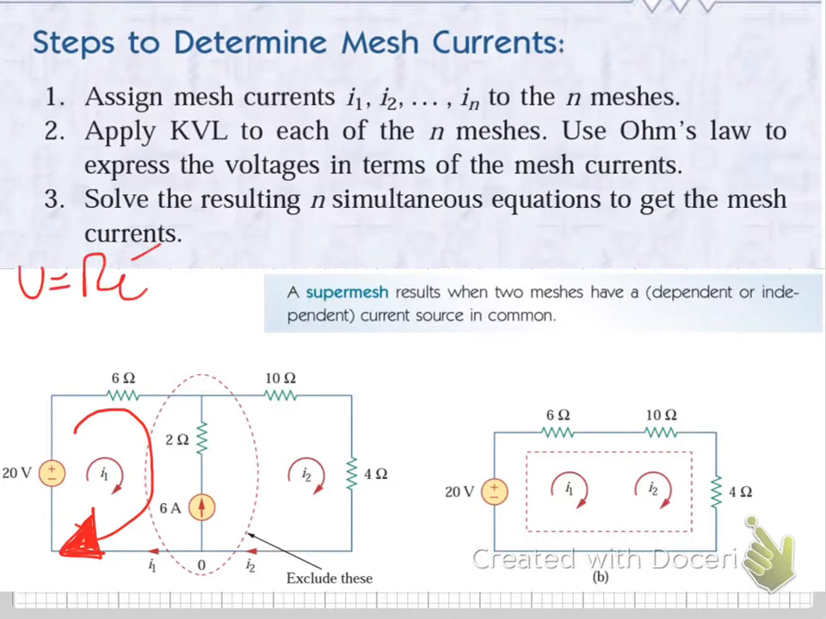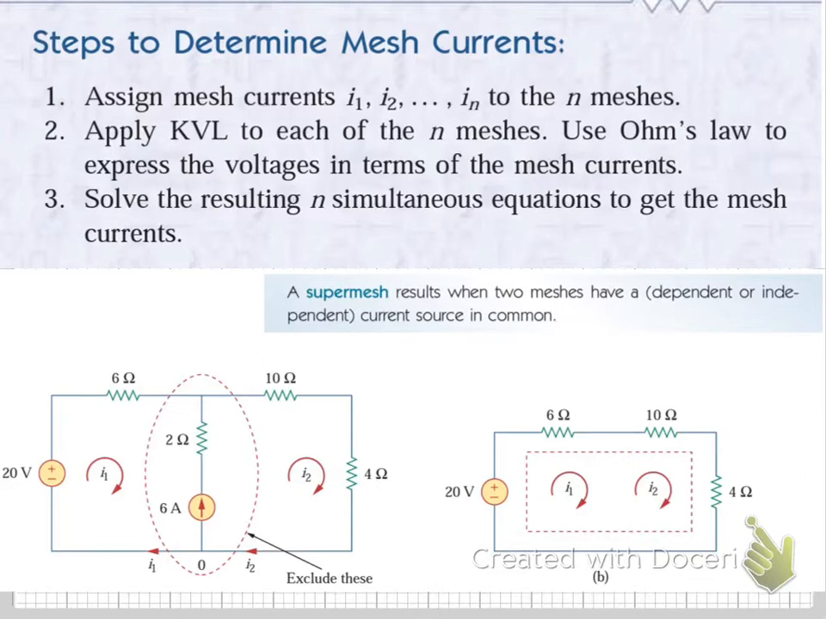Then here for mesh 1, for example, the KVL would be 6I1 type of thing. But as I said, we will go through more theory and more examples. For right now, we are looking at theory. Then you solve the simultaneous equations.